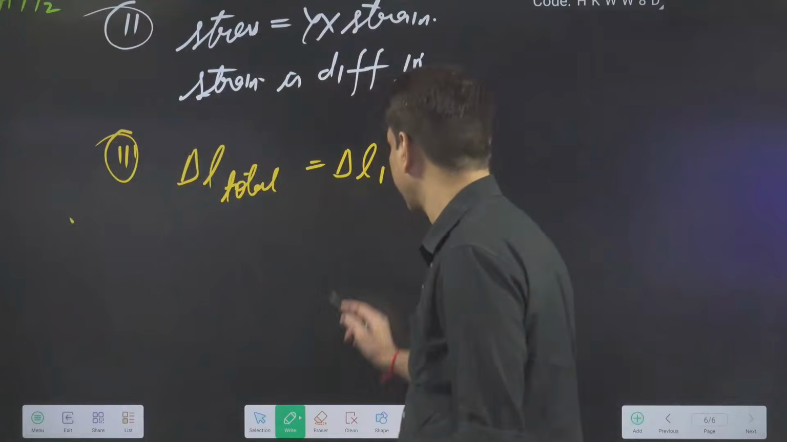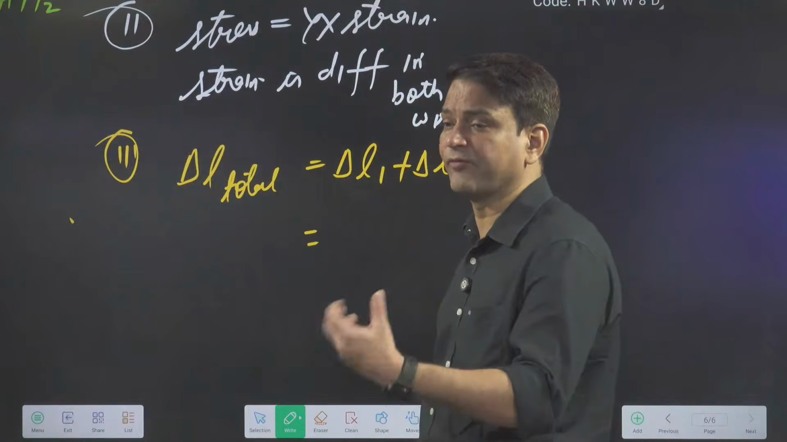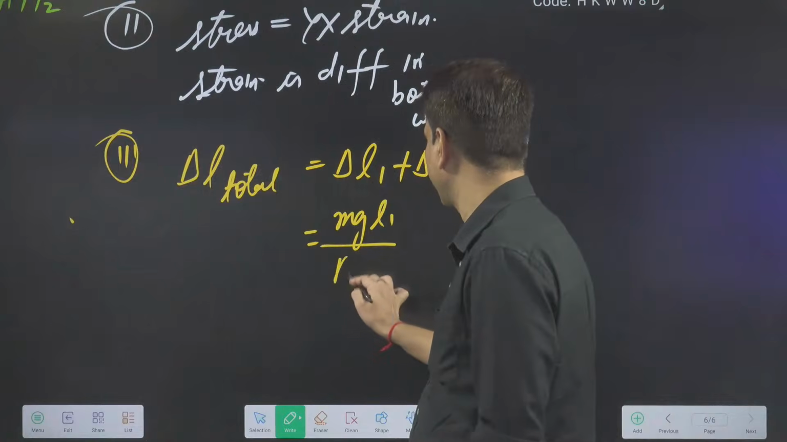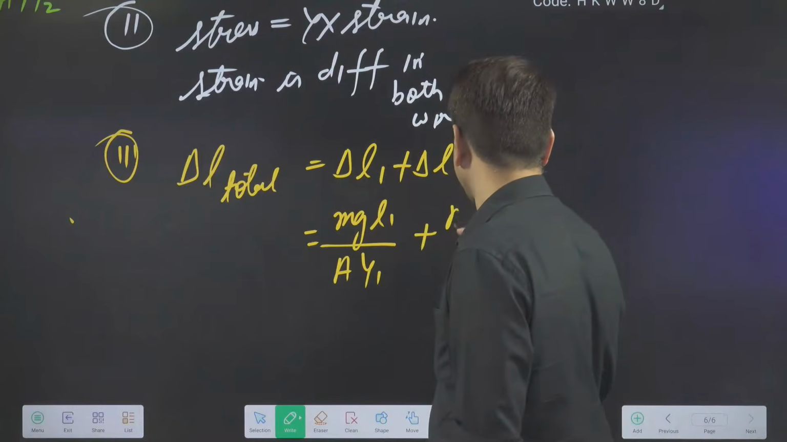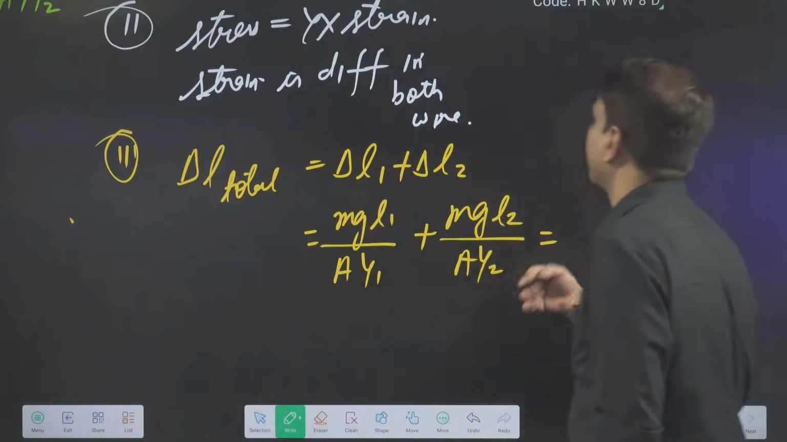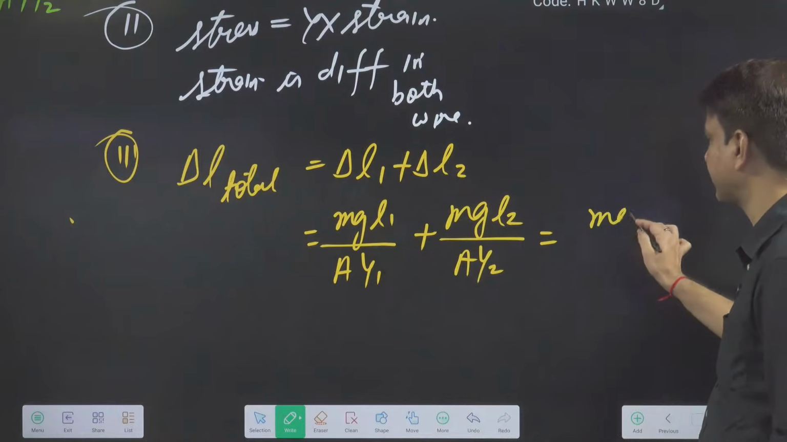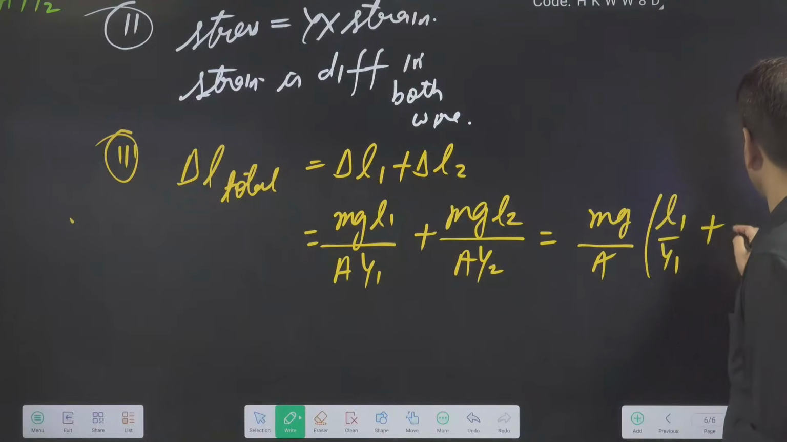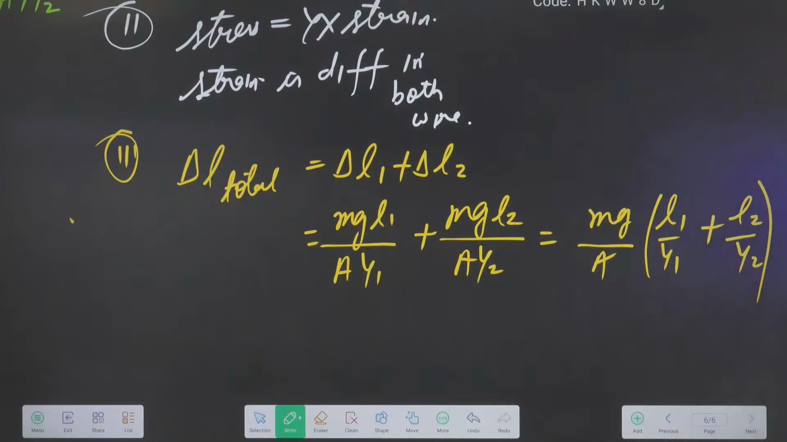Now, what is delta L1? The delta L formula is FL upon AY. So with tension mg, it is mg L1 upon A Y1. Second, I can say mg L2 upon A Y2. Then if you want to simplify further, mg upon A you can take common, then L1 by Y1 plus L2 by Y2. Everybody got it? So this is the total elongation.